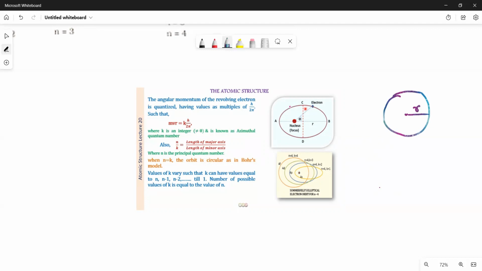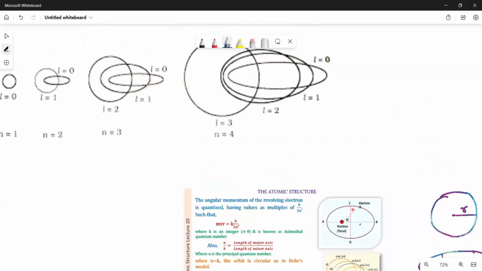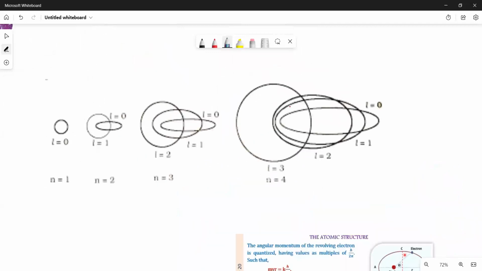But when you think of an ellipse like this, and this is the center of the ellipse, then there is actually not one r. There are two different types of r. Here you find this is the major axis and this is another axis called the minor axis. Now I am coming to the term L, which is called the azimuthal quantum number or orbital quantum number.